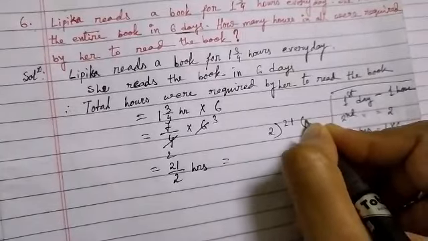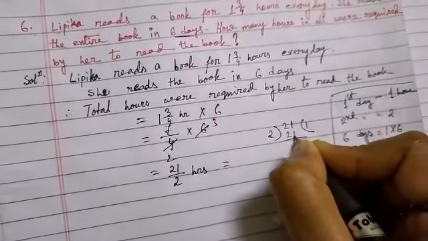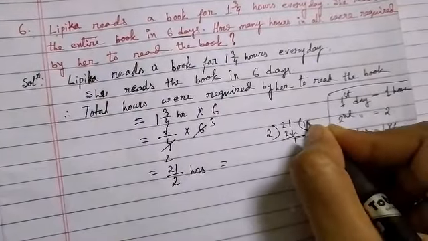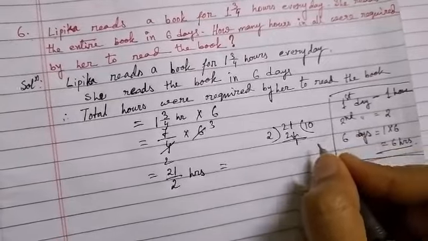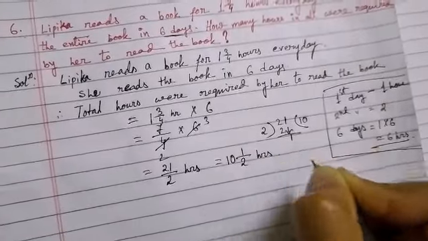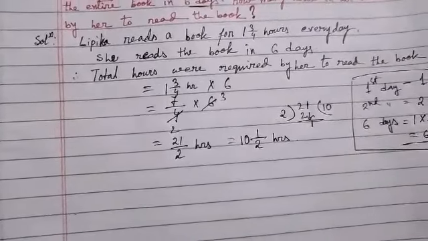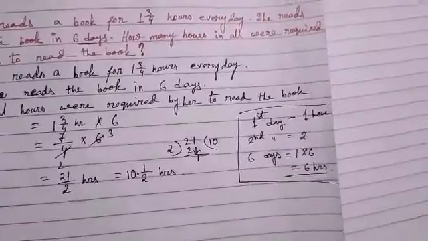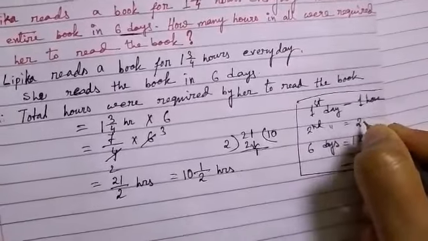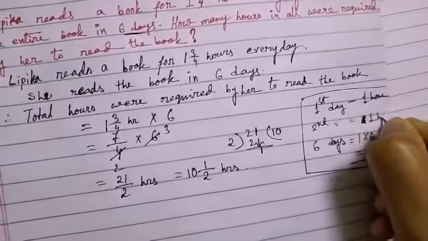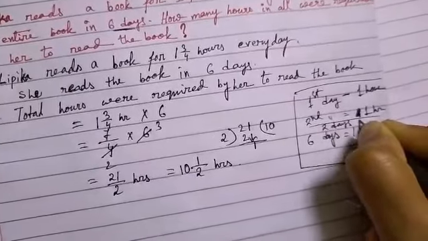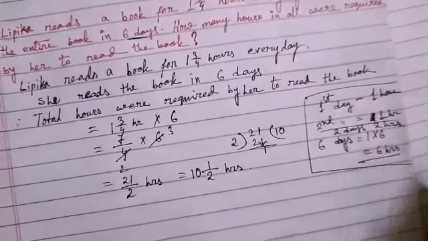This is the process. 2 ones are 2, then 1 comes down. 1 is not divisible by 2, that's why here we have to put a 0, making it 10. Then 10 whole of 1 by 2 hours. This is the answer. One more thing, on the second day 1 more hour, I have told there, so this will be this. So for 2 days total hours will be 2 hours.